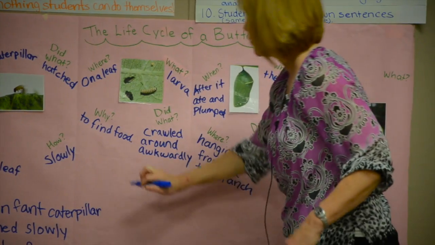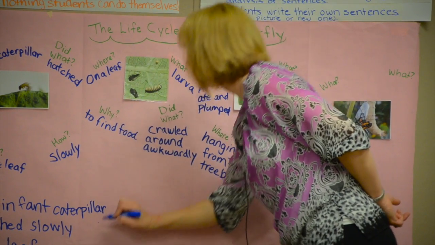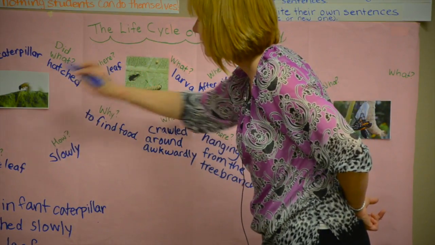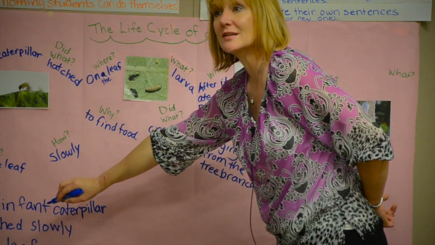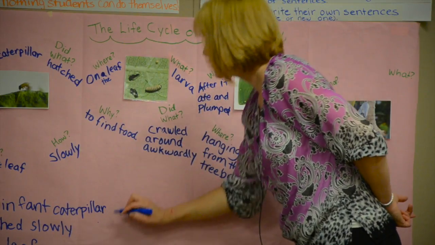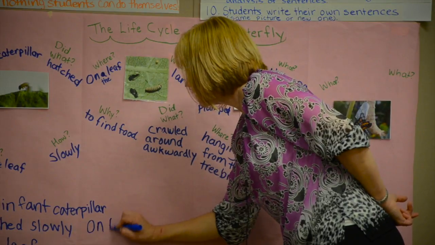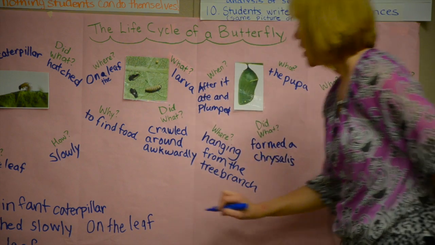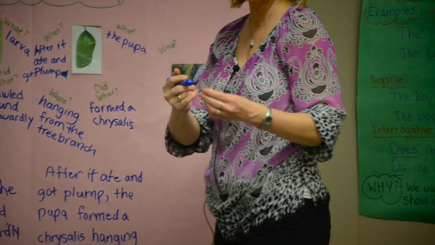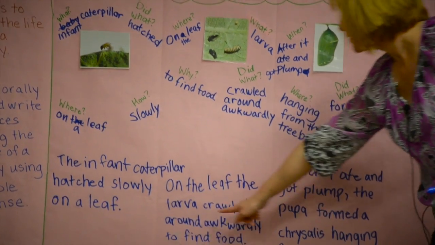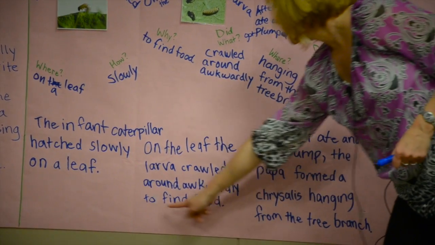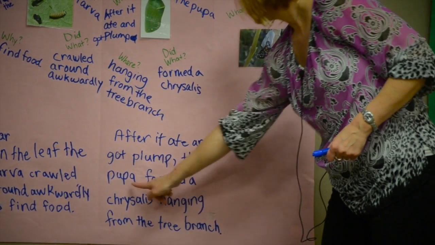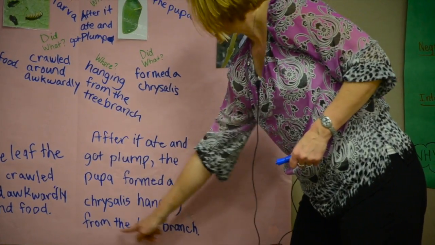Ooh, let's look at the next one. All right, so we'll start with where. What's our where sentence, or part? On a leaf. Oh, very good. So now we could say on the leaf because we already referred to the leaf in our previous sentence. Good, Molly. So what's the first part? On the leaf. Next part? The larva. Look at the sentences that we have. On the leaf, the larva crawled around awkwardly to find food. After it ate and got plump, the pupa formed a chrysalis hanging from the tree branch.